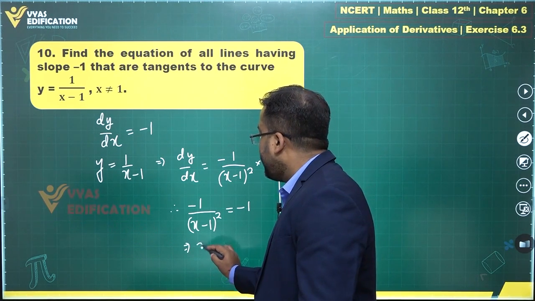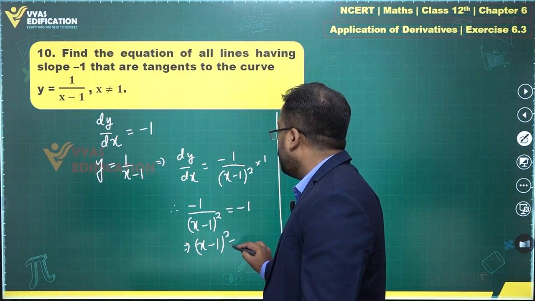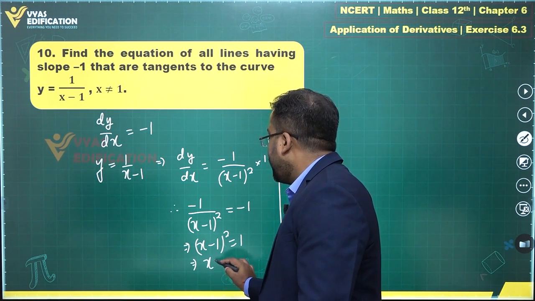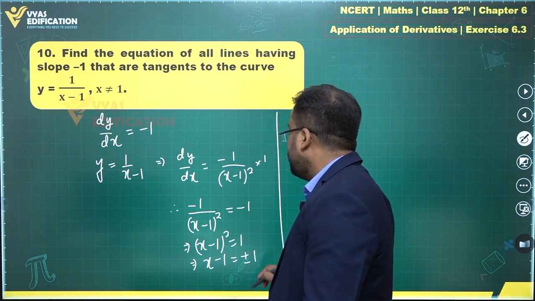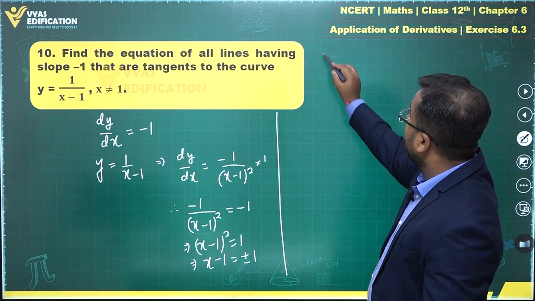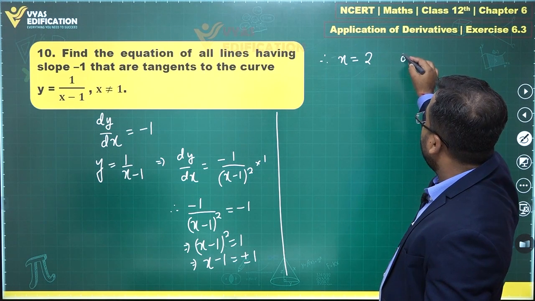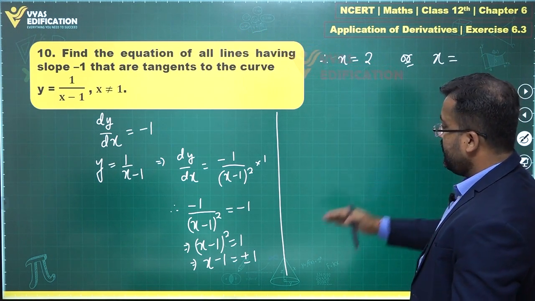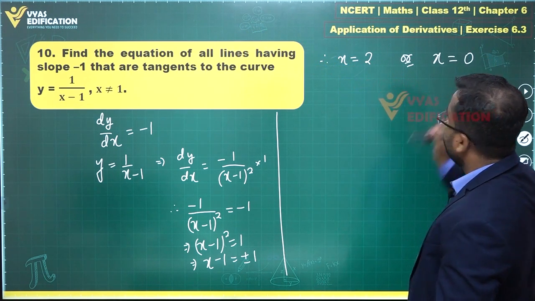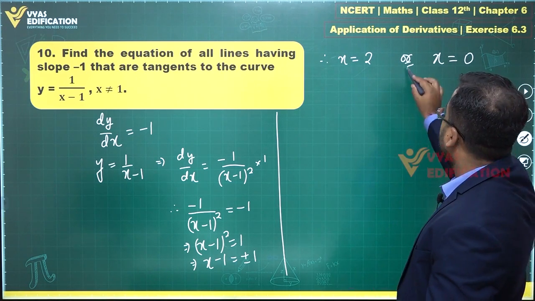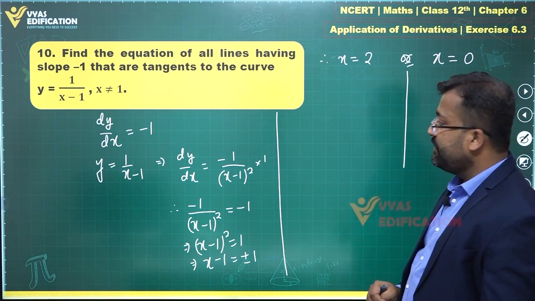So therefore, −1 over (x − 1) whole squared is equal to that slope −1. This gives me (x − 1) whole squared is equal to 1, or it tells me x − 1 is equal to plus or minus 1. Therefore, x equals 1 + 1 = 2, or x equals 1 − 1, which is 0. There are two possibilities. Let's solve each of them separately.